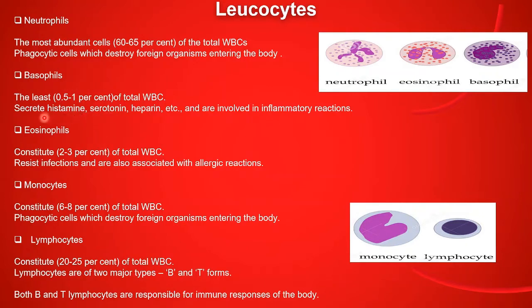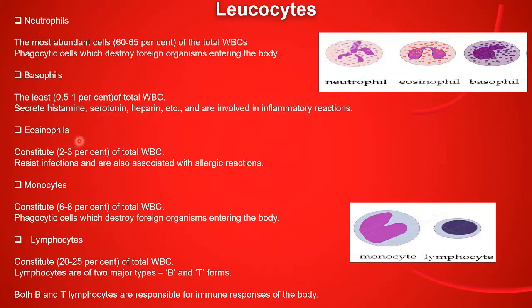Now the function: they mediate the inflammation. How do they mediate inflammation? By secreting histamine, serotonin, heparin. So that is why they are involved in the inflammatory reactions. And these are least abundant.